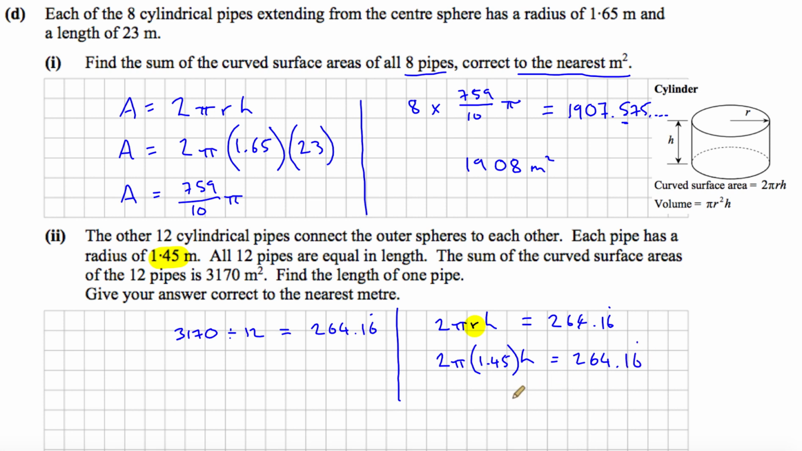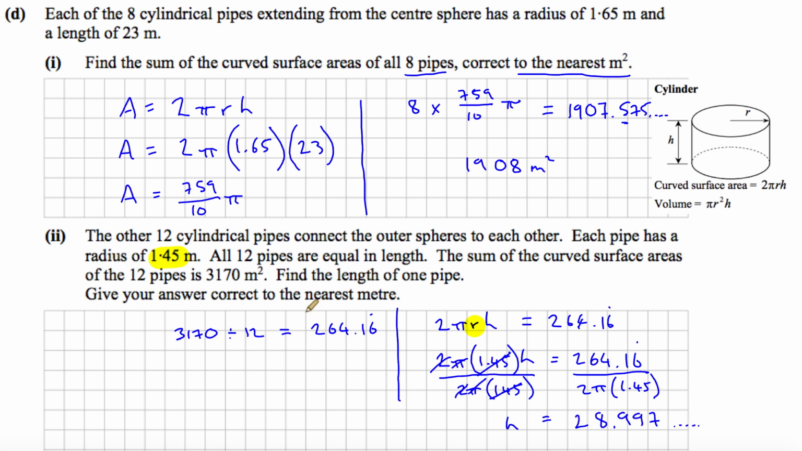Okay, and now I'm looking for h, the height, so I'm just going to divide both sides by everything other than h. So divide this by 2 pi times 1.45. And if I do that to the left, I must do it to the right. So here the 2's cancel, the pi's cancel, and the 1.45's cancel. And I'm left with h is equal to all of this, which I put into my calculator. And that gives me 28.997, and on it goes.